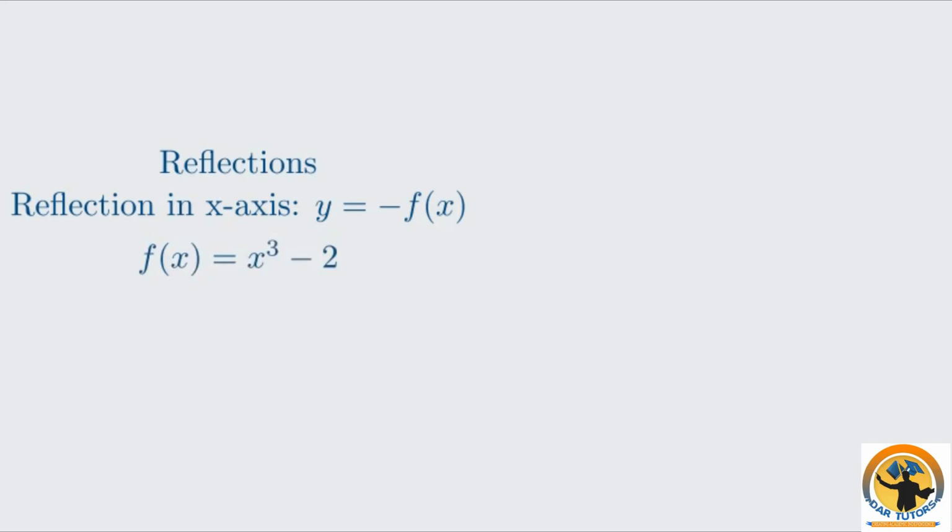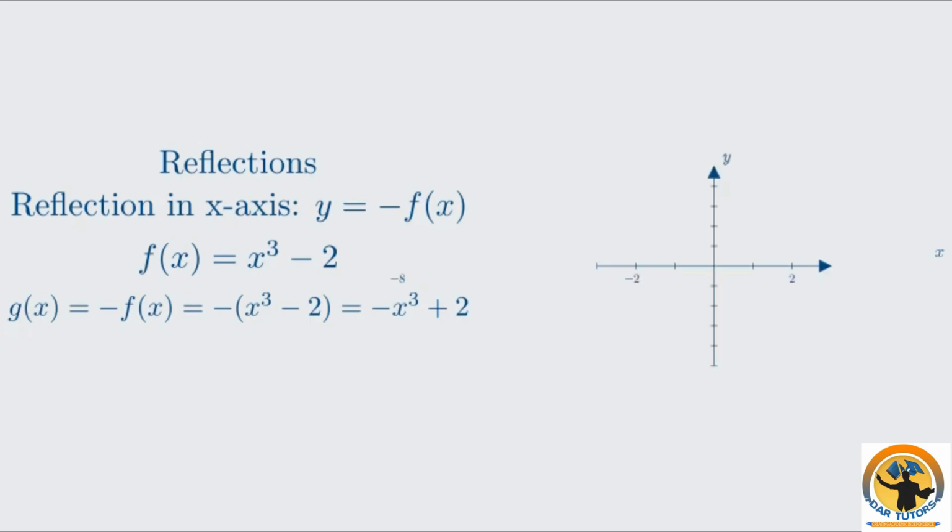Let's use f of x equals x cubed minus 2. Consider g of x equals negative f of x. This is g of x equals negative of the quantity x cubed minus 2, which simplifies to negative x cubed plus 2. As you can see, the graph of g of x is the mirror image of f of x across the x-axis. The point 0, minus 2 moves to 0, 2. So multiplying the function by negative 1 reflects it in the x-axis.